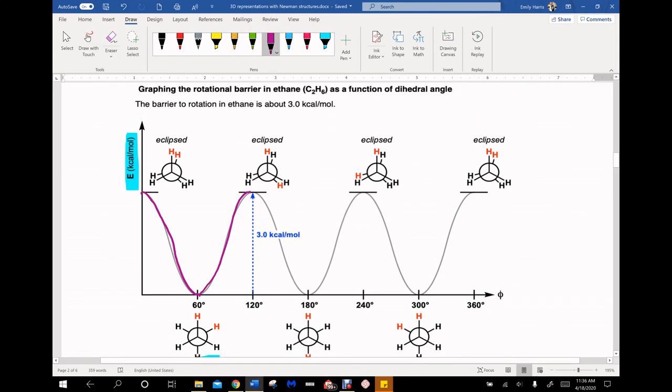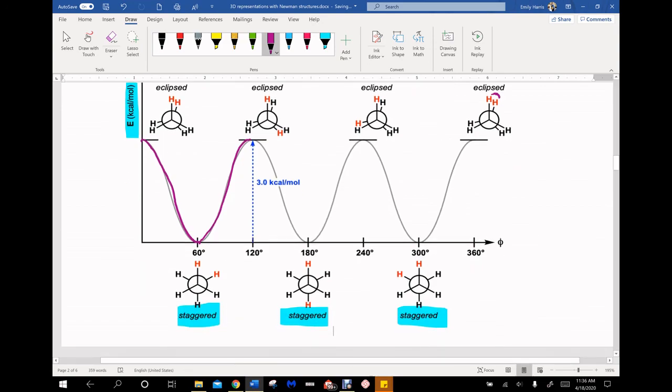And so a good general rule for you to come away with is eclipsed conformations put the groups more on top of each other. That creates more strain, which lowers the stability of the molecule and raises its overall energy.